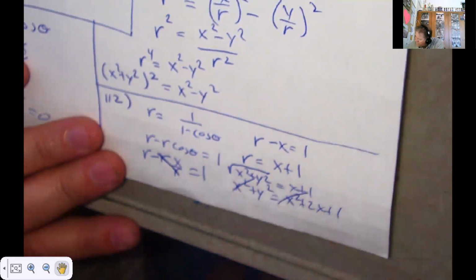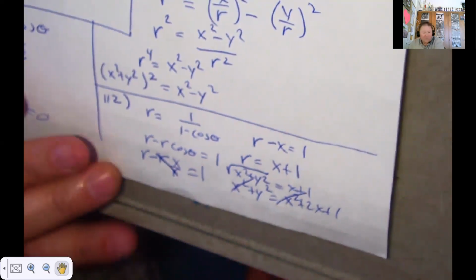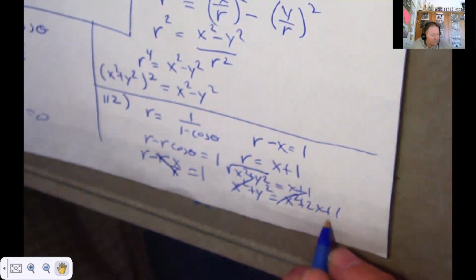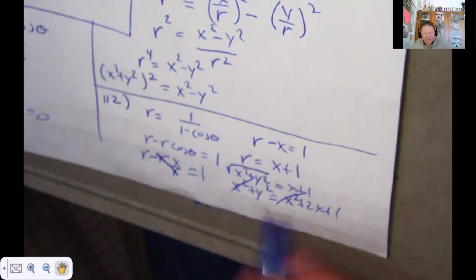Subtracting x squared from both sides, I think I'm getting y squared equals 2x plus 1. And I bet you they did it in general form. I bet they wrote y squared minus 2x minus 1 equals 0. But let me just see. What number was this? 112. No, they didn't. They wrote it like this. So the answer is y squared equals 2x plus 1.